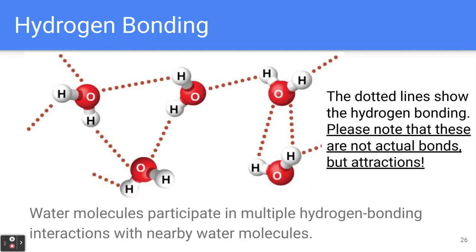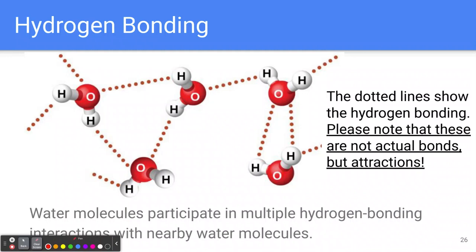Now, hydrogen bonding is the strongest because we have those partial positives and partial negatives. The partial positive is always on the hydrogen, and the partial negative is on the fluorine, oxygen, or nitrogen. Now you can see here that these dotted lines represent the attraction between different water molecules. Please note that these are not actual bonds, they're just attractions or forces. And so what we do is we sometimes line up molecules to show how they would be attracted to one another.